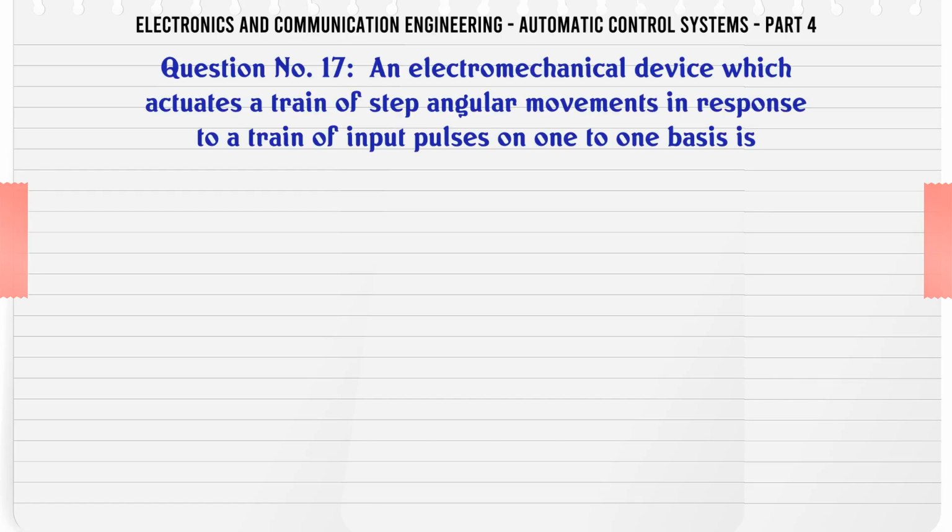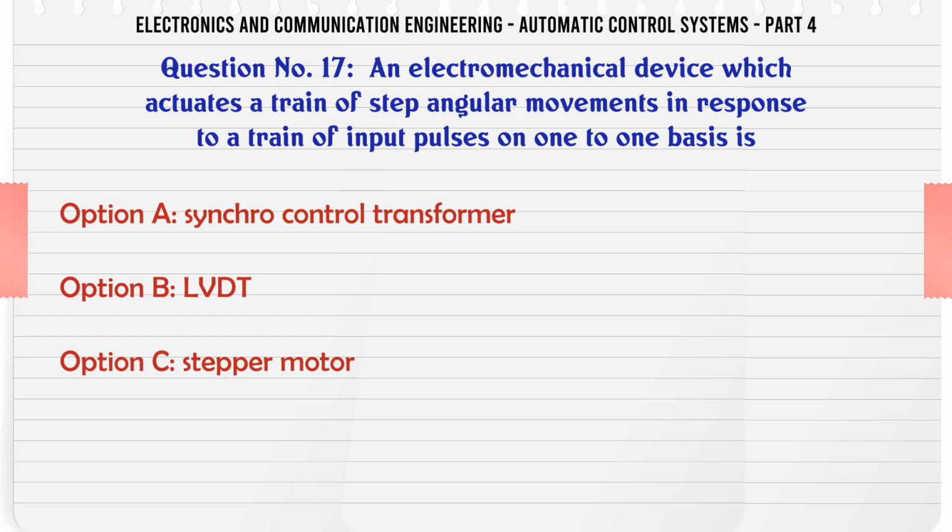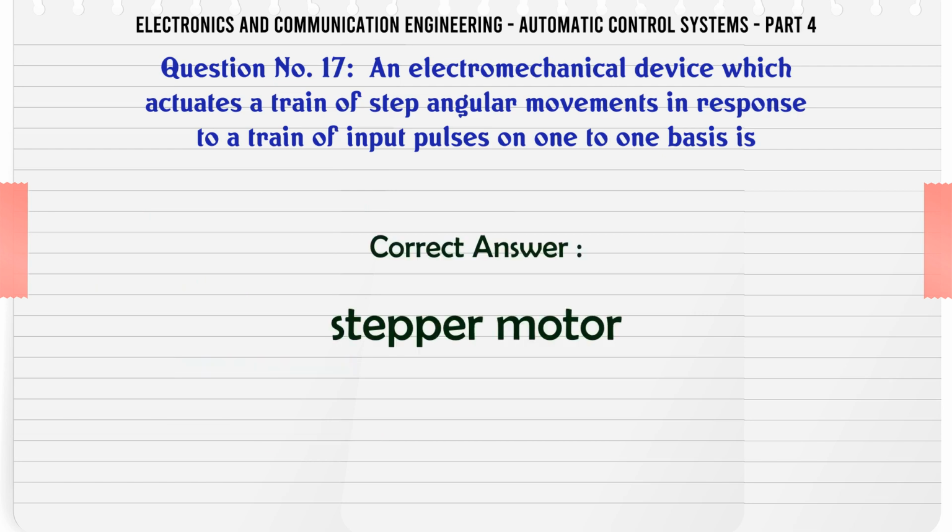An electromechanical device which actuates a train of step angular movements in response to a train of input pulses on a one-to-one basis is A. Synchro control transformer. B. LVDT. C. Stepper motor. D. Tacho generator. The correct answer is stepper motor.